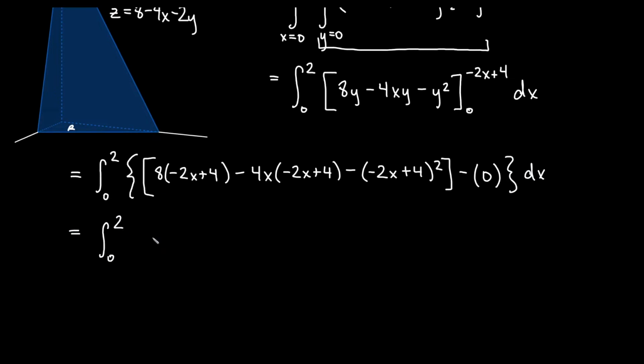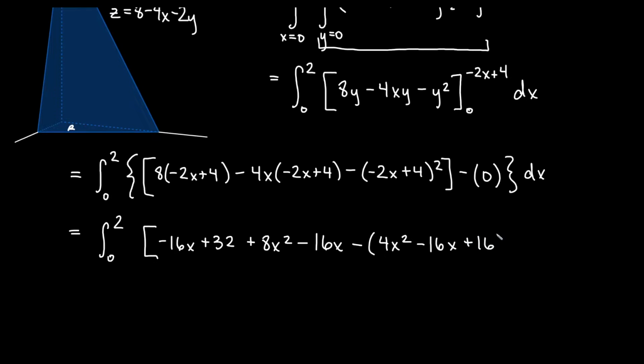Okay, integral 0 to 2. Let's go ahead and say negative 16x plus 32, distributing the 8, distribute the negative 4x, we'll get plus 8x squared minus 16x minus, and then let's go ahead and do our square here. So this thing times itself will be 4x squared. 2ab is going to be negative 16x, and then this thing times itself will be plus 16 if you distribute all of that out. Have to integrate all of that dx.